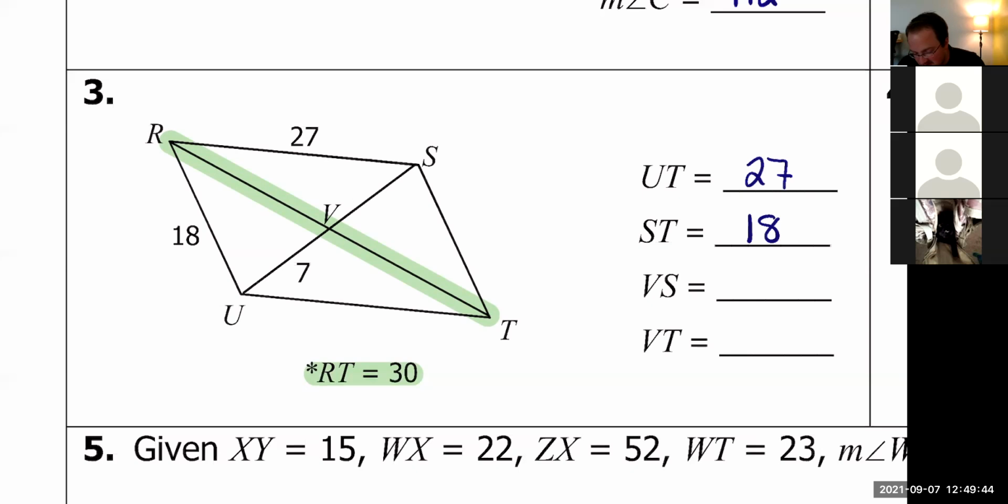VS. Just a clue, we have moved into the diagonals. What'd you say, Jonathan? 7. How'd you come up with 7? That's the line right there, UV. UV is measured as 7, but how does that tell me that VS is 7?